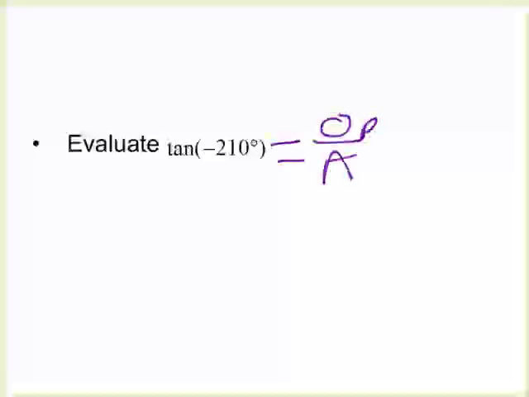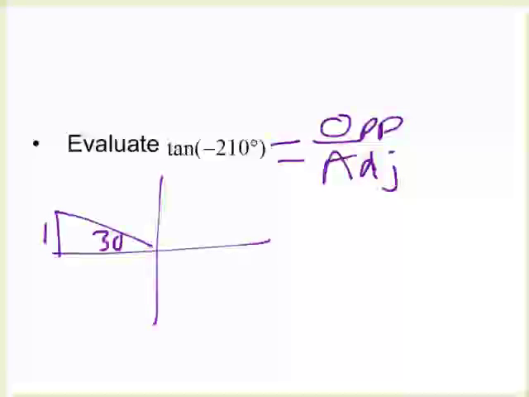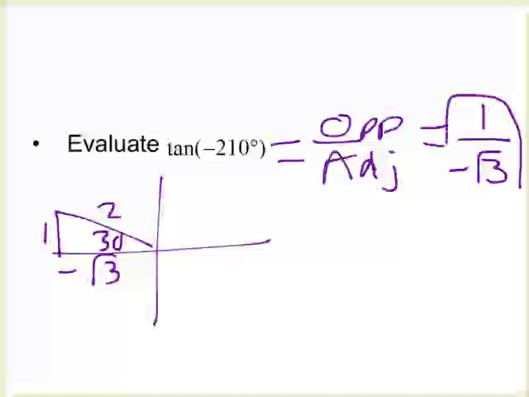Okay, opposite over adjacent. So in our triangle, what was opposite of that reference angle? 1. And what is adjacent to that reference angle? Negative square root of 3. We're always focusing on that inner angle by the origin for our reference angle.